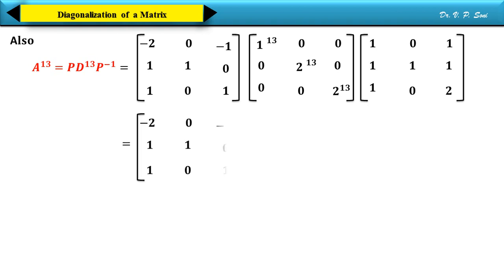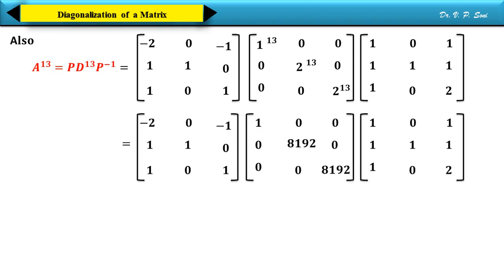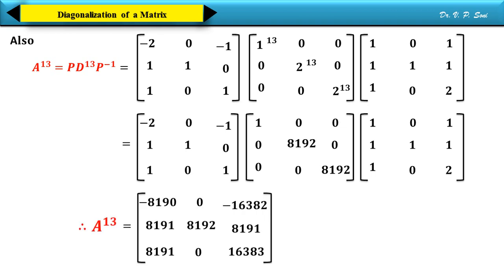Now multiply three matrices, then we get the matrix whose first row 8,191 0 16,382. Second row 8,191 8,192 8,191. Third row 8,191 0 16,383.